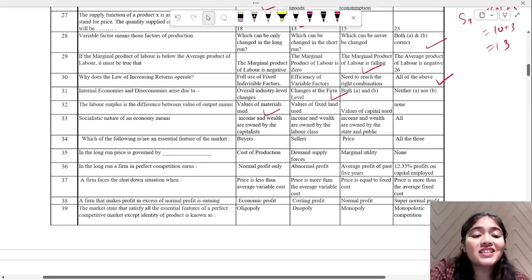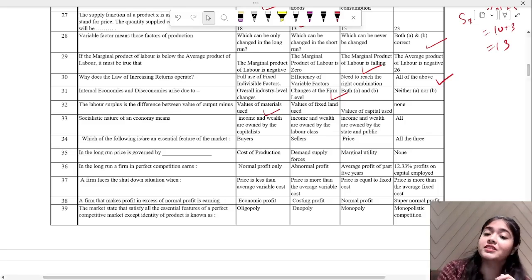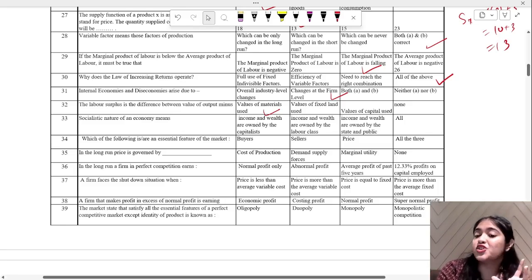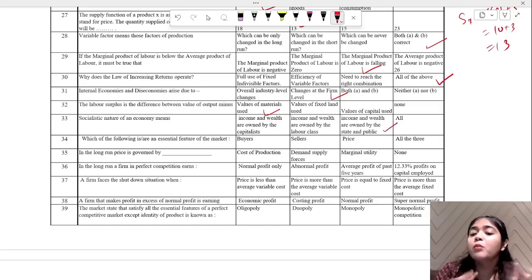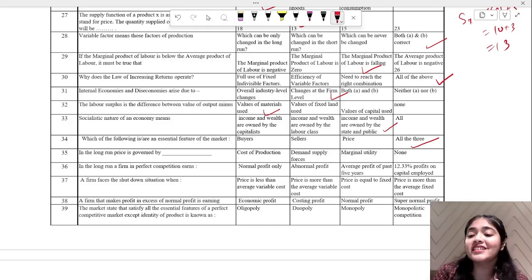So, socialistic nature of economy means what? Income and wealth are owned by capitalists, income and wealth are owned by the labor class, or income and wealth are owned by state or public, or all. What is it? Socialistic nature. That means it's owned by state and public, both, a blend of both. Which of the following are essential features of the market? Buyers, sellers, price, all of the above. Yes, you guessed it right. All the three are essential factors.